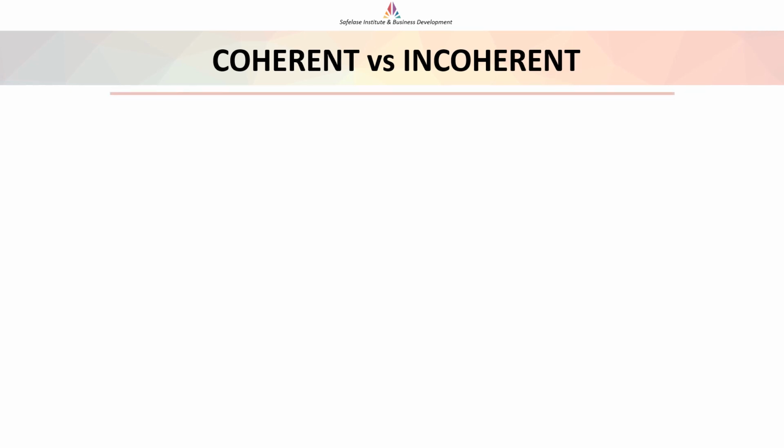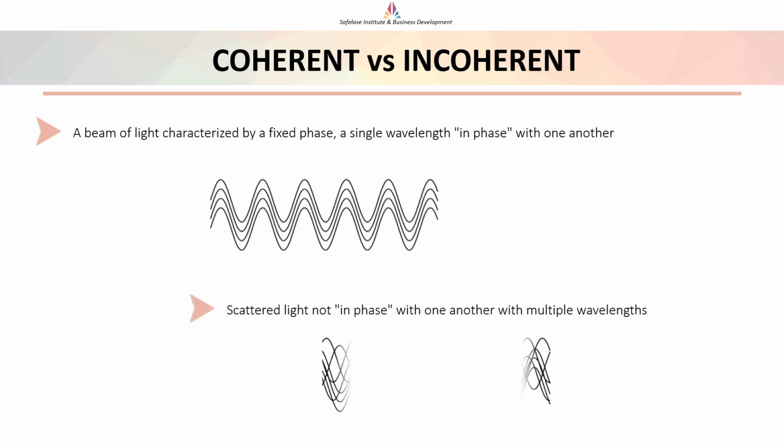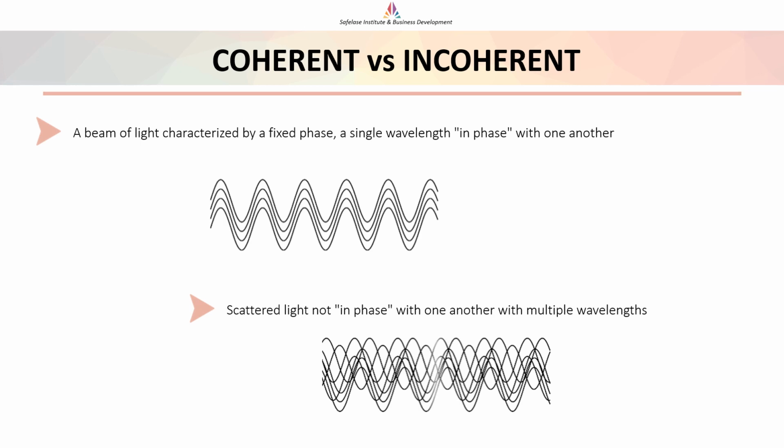The next two wavelength definitions to note include coherent versus incoherent, and you can see in the first diagram that coherent is a beam of light characterized by a fixed phase, a single wavelength in phase with one another. In an incoherent wavelength, we find scattered light not in phase with one another, with multiple wavelengths.